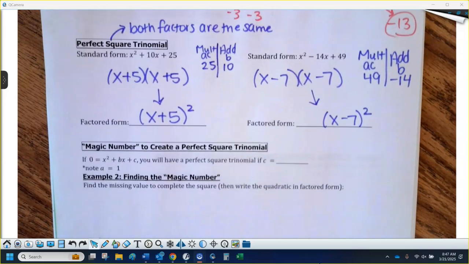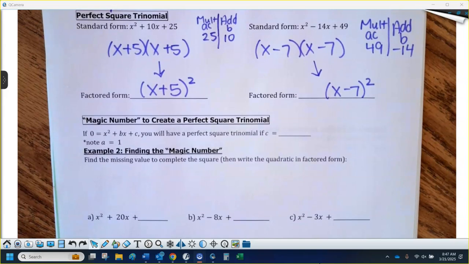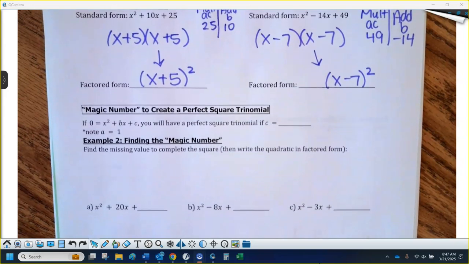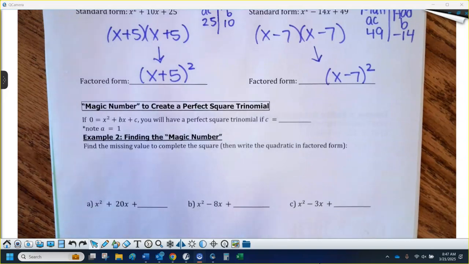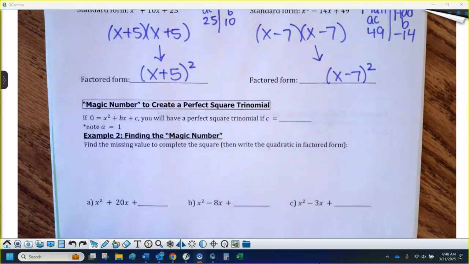And I've got to tell you guys, I'm not going to have you do this with an a value that's not 1, because it's so much extra work, and there are other ways you can use to solve a quadratic than completing the square. You can use it on any question, but I'm not going to give you anything where the a value is not equal to 1.